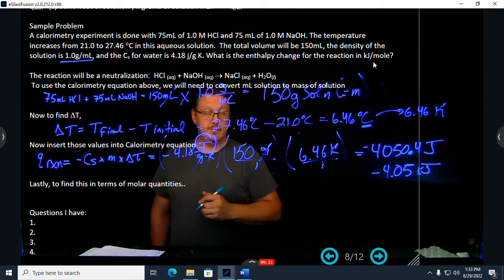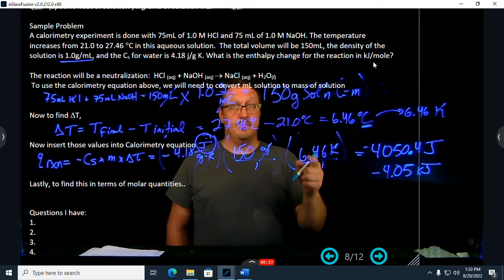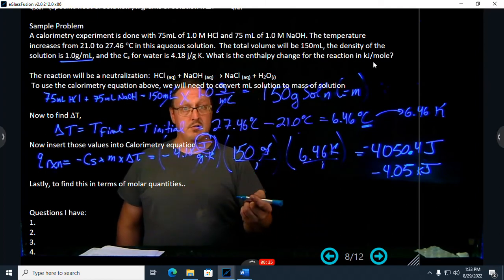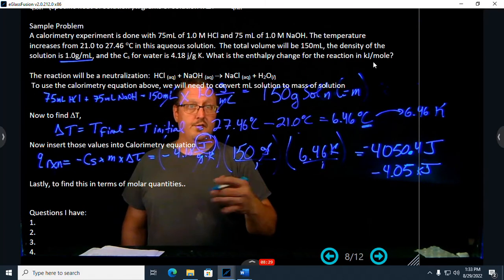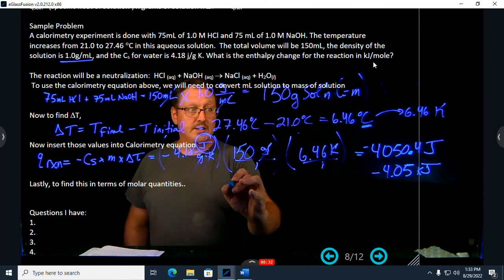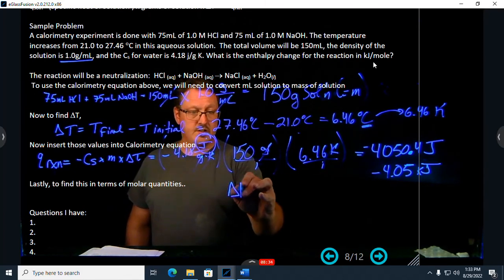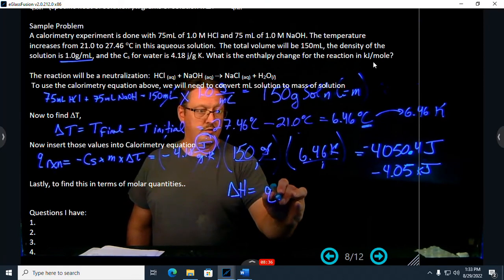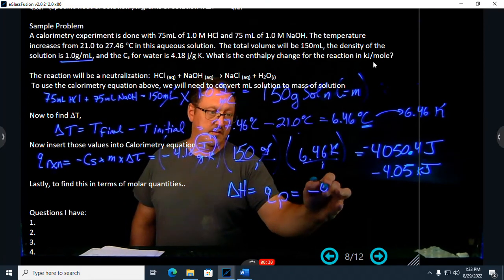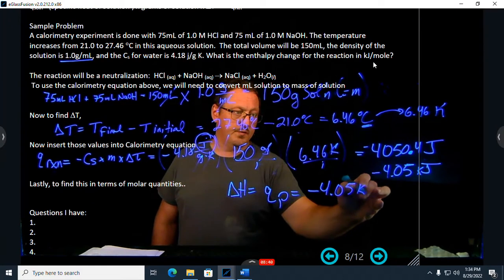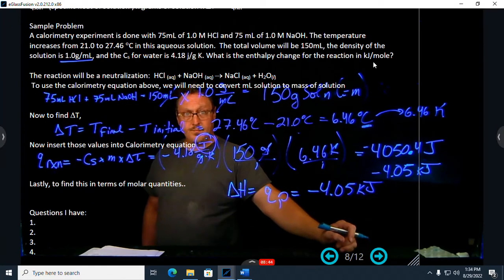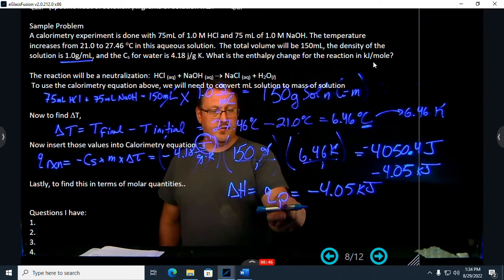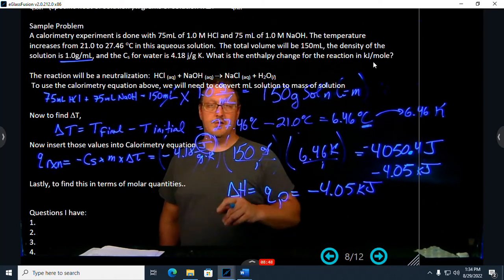Okay, now because we are at constant pressure, so we're doing this calorimetry at a constant pressure, we can say that we're all set to go. That means that our delta H is going to equal Qp, and in this case that's negative 4.05 kilojoules. Okay, so we're still happy. We're good. We're at constant pressure, and so I can make this solution without any other alterations.